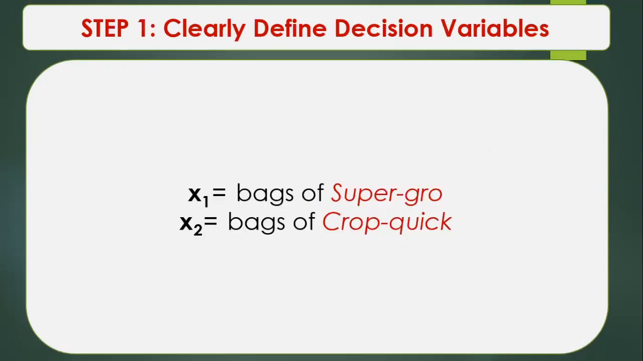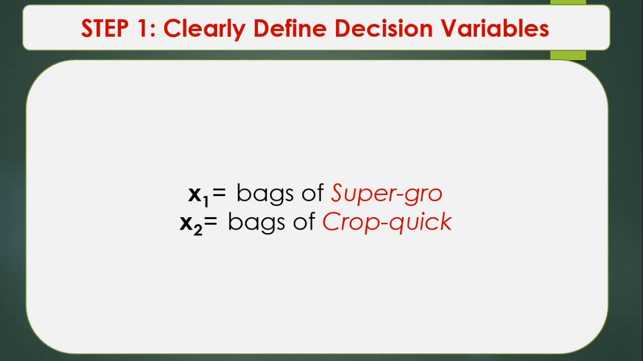Okay, remember that in properly solving the said problem, we need to strictly follow our formulation steps. In step number 1, we need to clearly define our decision variables. So for this matter, our x sub 1 refers to the bags of Super-gro, and our x sub 2 refers to the bags of Crop-quick. So in this case, our decision variables are the variables x sub 1 and x sub 2.